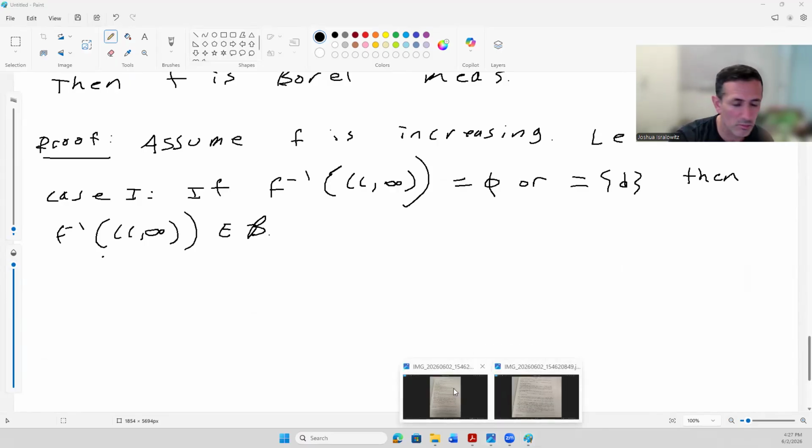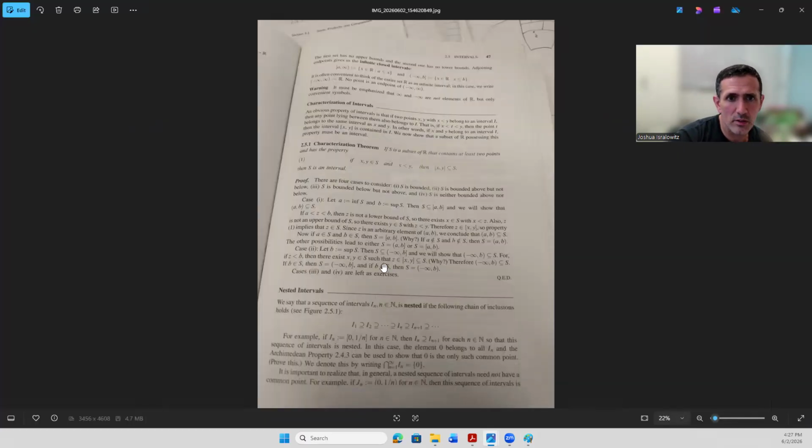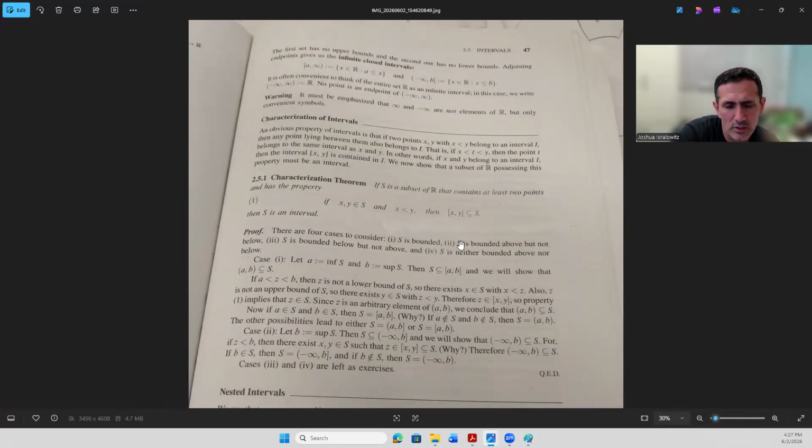This is actually taken from Bartle and Sherbert, Introduction to Real Analysis, fourth edition. Here, it's essentially the connectedness of intervals. If S is a subset of the real line that contains at least two points, and it has the property that x, y in S with x less than y implies the whole interval between x and y is in S, then S is an interval. Very easy proof. But yeah, we're going to use that.